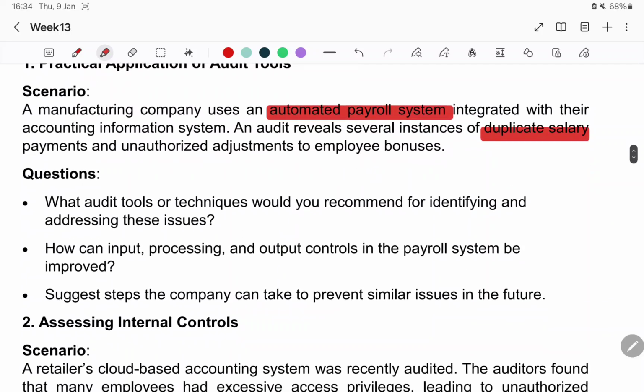Anyway, there is an unauthorized adjustment. So you can see that there's some issue with the system already, right? So over here, what audit tools or techniques would you recommend for identifying and addressing these issues?